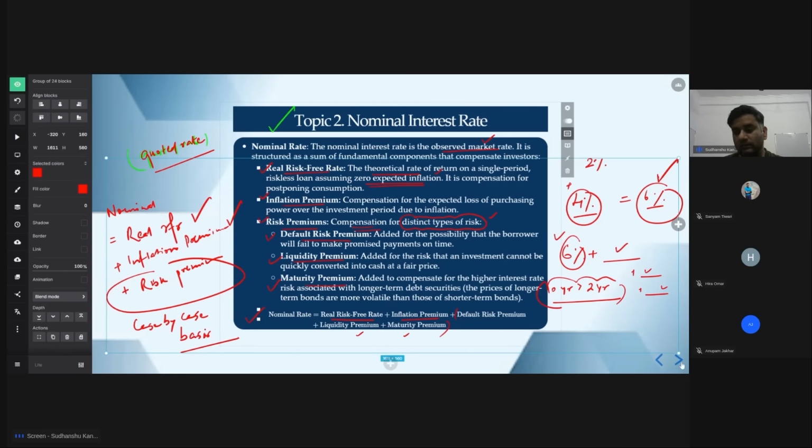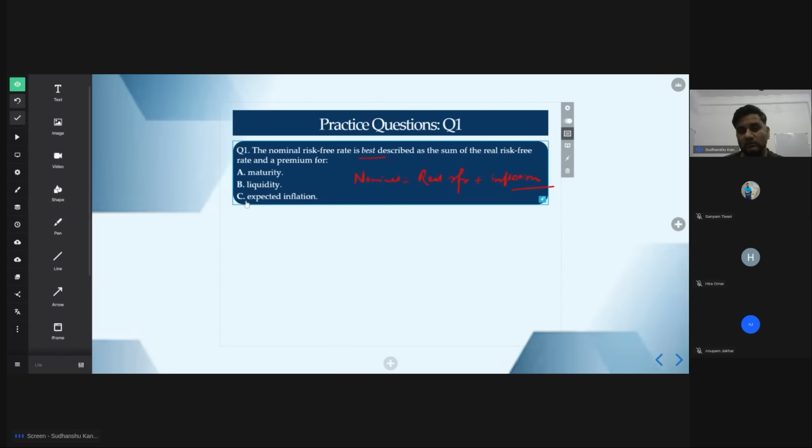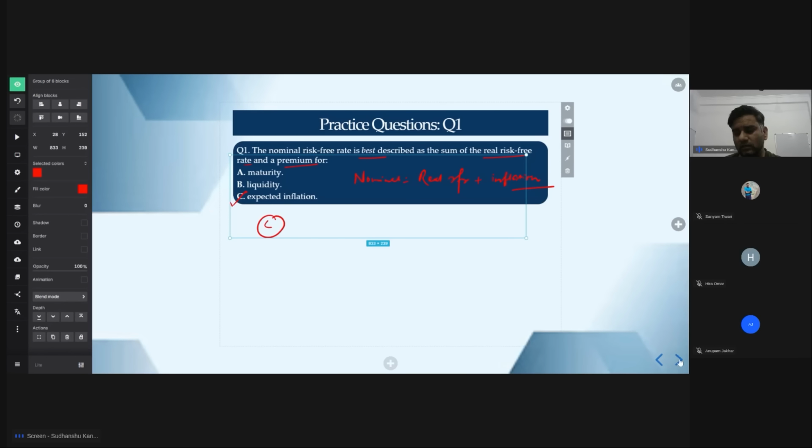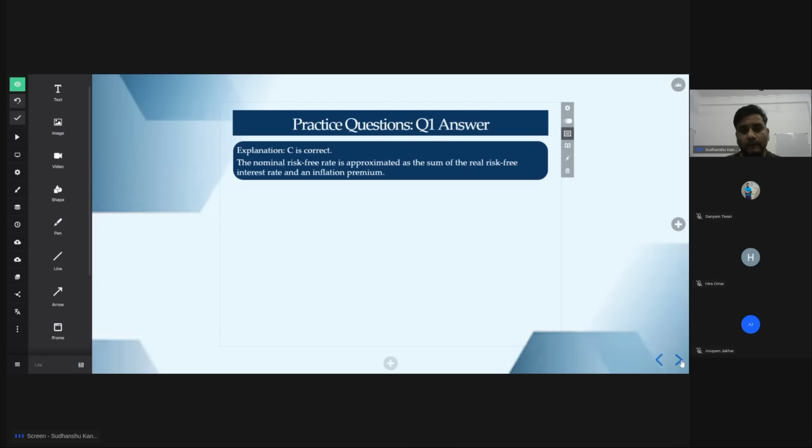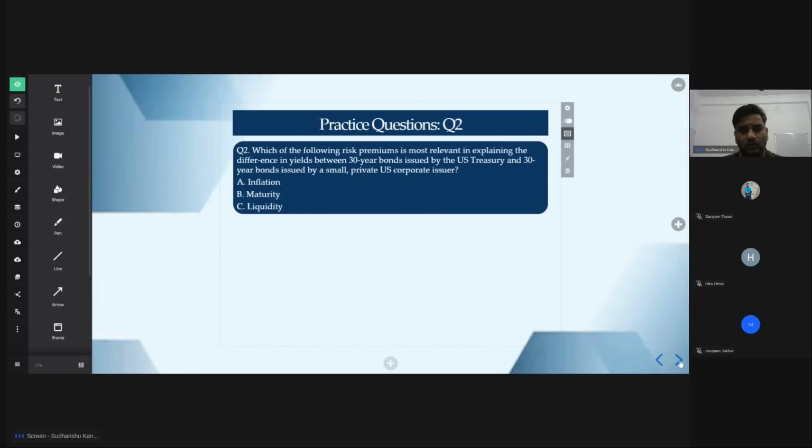Generically, just a simple scenario, this is your real risk-free rate and a premium for expected inflation, right? See, so easy question, very easy, straightforward question. I don't think anybody should feel any problem here. Okay, so that's what we have discussed, guys. I'm just moving ahead in easy questions. If you have any doubt, please ask me.